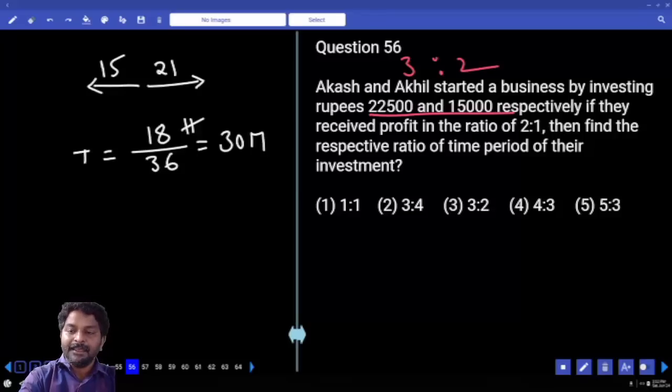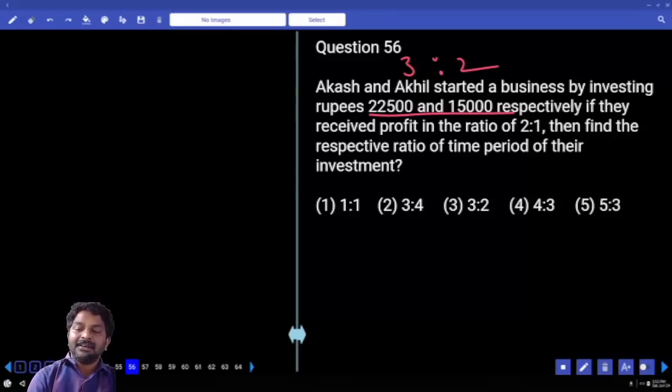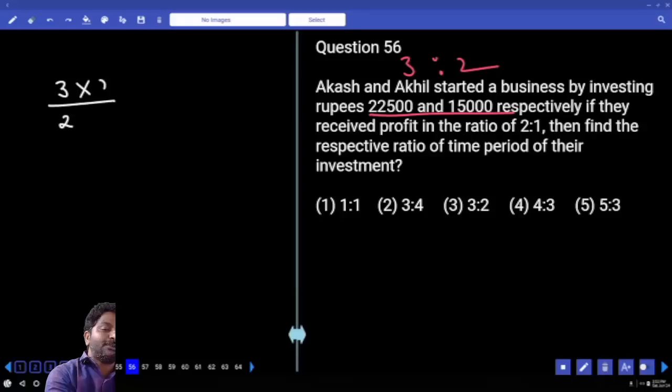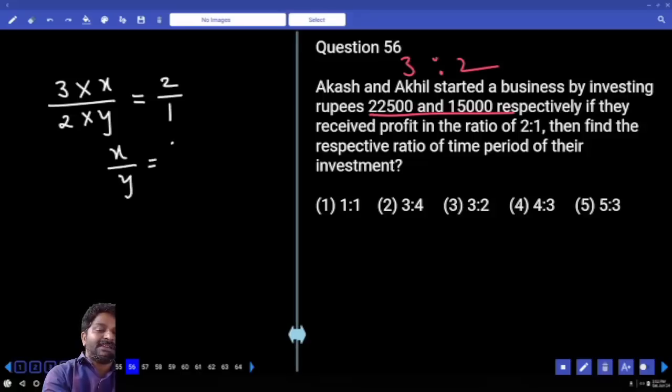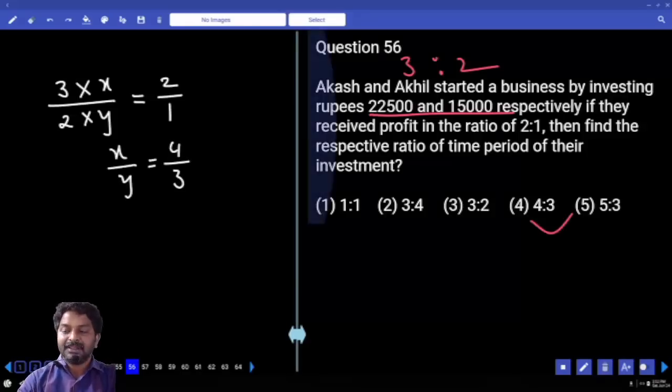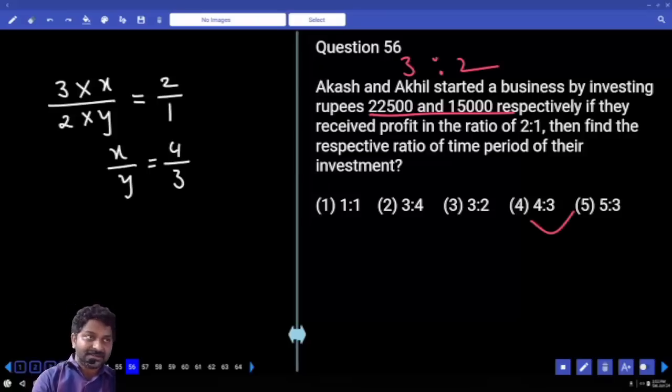Correct? If they received profits in the ratio 2:1, find the respective ratio of the time period for their investment. Investments are in the ratio 3:2. Let's assume time periods are x comma y. That is the profit sharing ratio, which is equal to 2 by 1. From this, x by y is equal to 4 by 3. So time ratio is equal to 4 by 3. Fourth option, final answer.